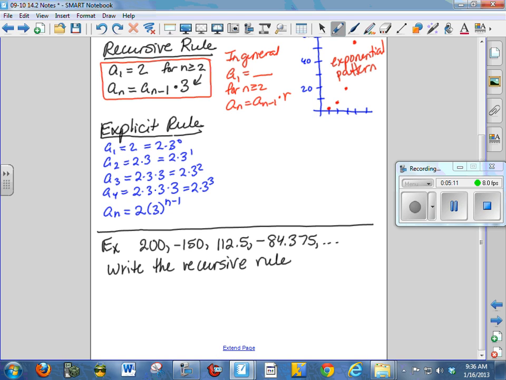So there's our explicit rule. In general, we would say for the explicit rule that a sub n is equal to a sub 1 times r to the n minus 1. And hopefully some of these little rules will look familiar to you from Algebra 2.